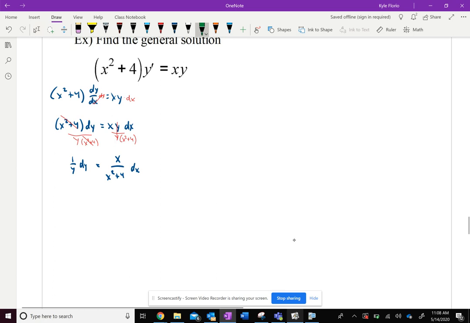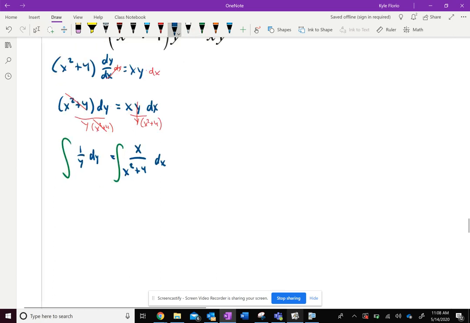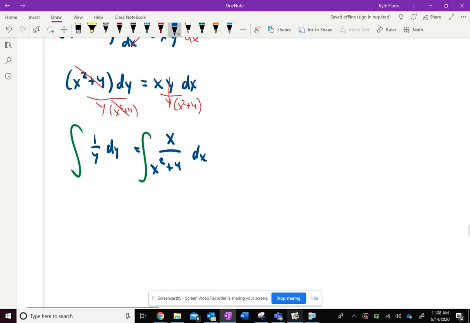I just want to integrate both sides. And the integration might be easy, might be hard. In this case, well, I guess you could be the judge. 1 over y, the antiderivative of that is the natural log of the absolute value of y, plus some constant. We don't need to worry about that. And the antiderivative of the right side, there's no way really simplifying this.